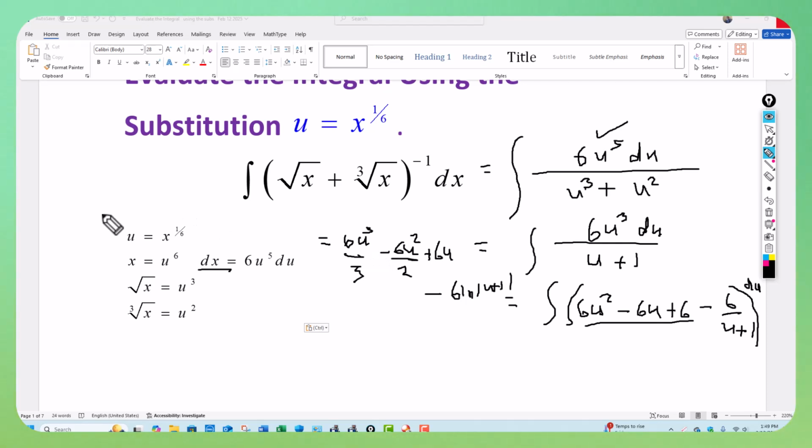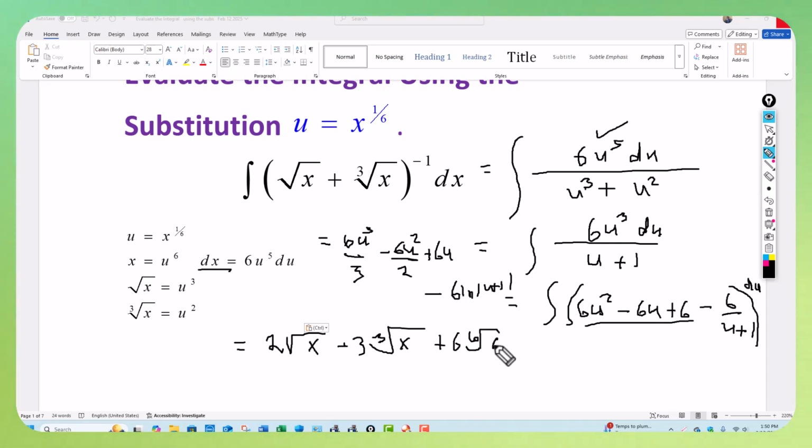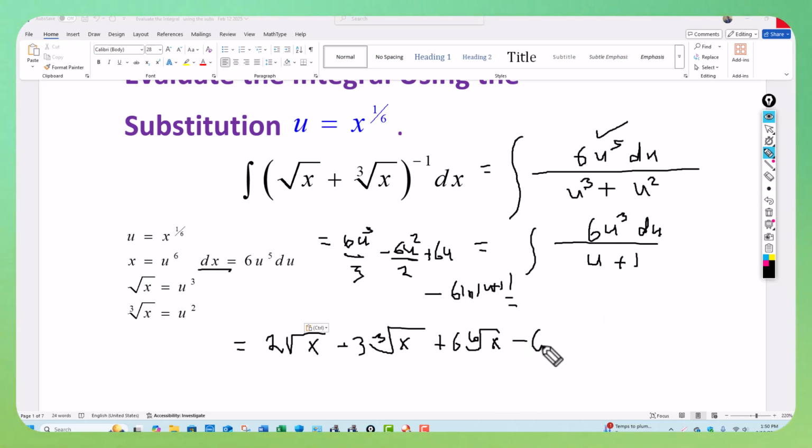And then we just have to go back and replace what u is equal to. u equals x to the 1/6. So let's put the final answer over here. This is going to be 2, and then u to the third is the square root of x. The next one, minus 6u squared over 2, will be a minus 3, and u squared is the cube root of x. And we have a plus 6u, x to the 1/6, so you can write that as the 6th root of x. The last term is minus 6 ln of the absolute value of u plus 1, but u is equal to x to the 1/6, so we're going to need parentheses here. It'll be positive. I'll just write this as the 6th root of x plus 1. And it's plus the constant of integration.